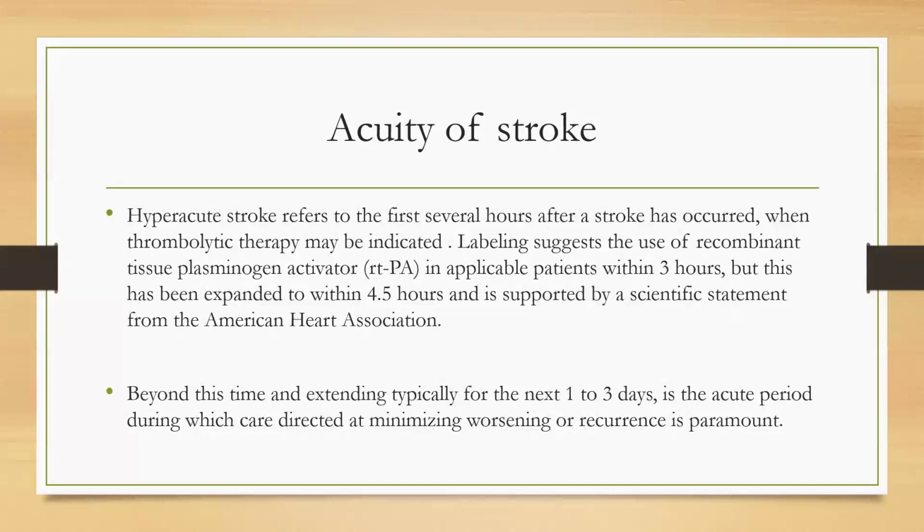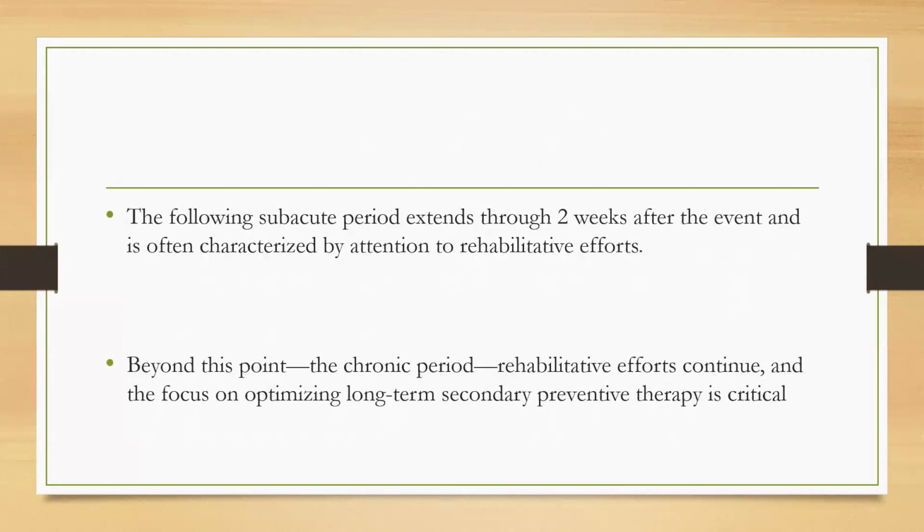Beyond this 4.5 hours, extending typically for the next 1 to 3 days is the acute period, during which care directed at minimizing worsening or recurrence is paramount. Following this, the subacute period extends through 2 weeks after the event and is often characterized by attention to rehabilitative efforts. Beyond this point, the period is known as the chronic period, and the rehabilitative effort continues, mainly focusing on optimizing long-term secondary preventive therapy.